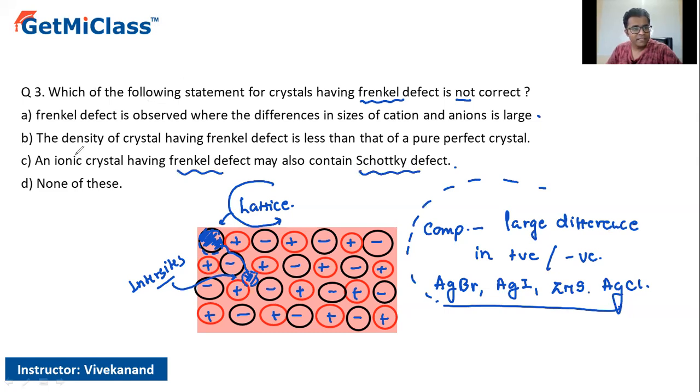Now, as I said, when we observe this defect, the anions or the cations are just going to skip out of their lattice positions and get into the interstitial sites. So therefore, it is not going to change its density. Here, density remains constant. Thus, option B is the statement which is not correct, that is, the density of the crystal with Frenkel defect is less than that of the pure perfect crystal. Therefore, the answer is B.